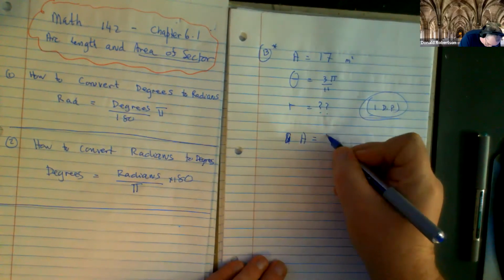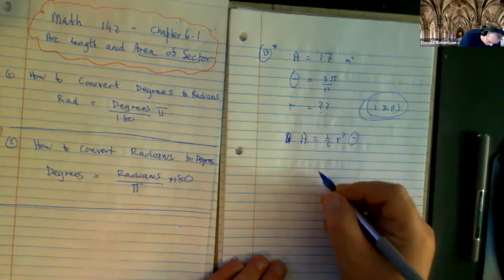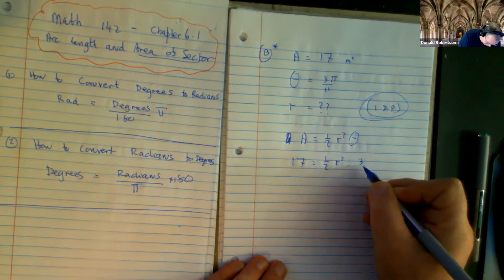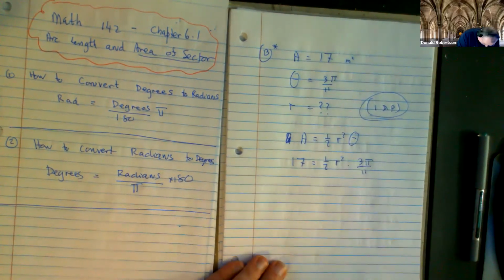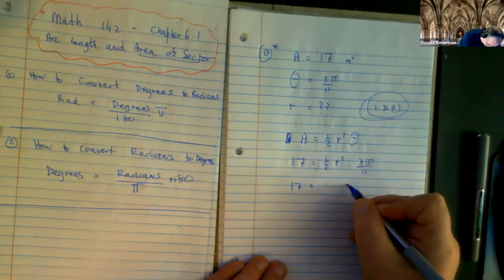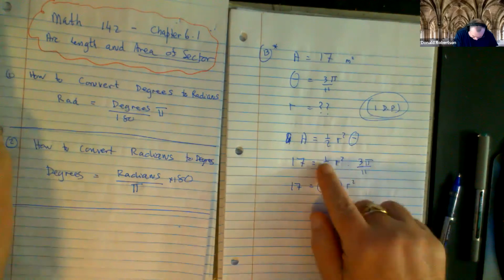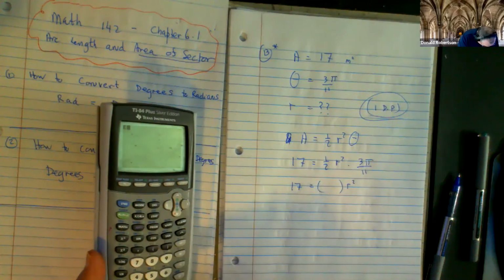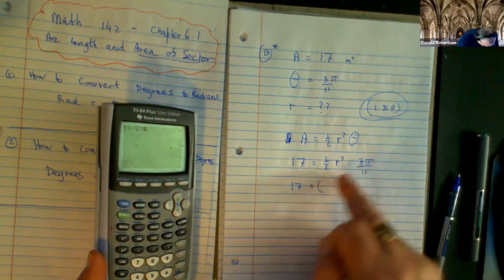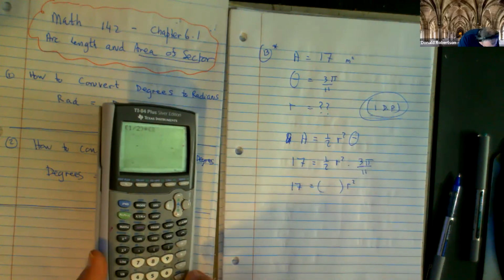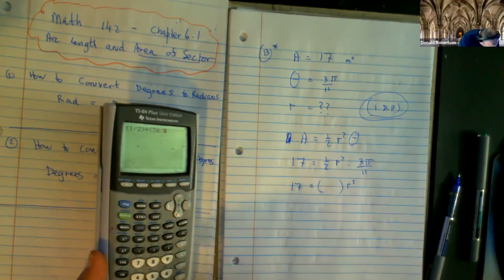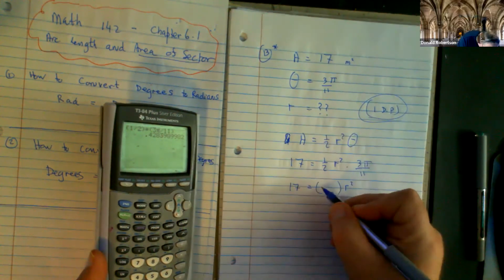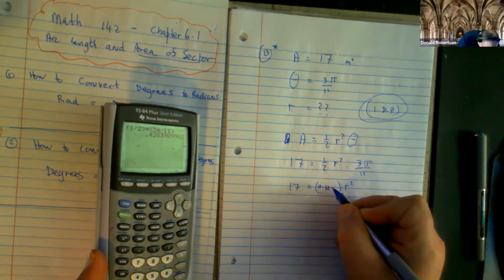A is equal to 1/2 R squared times theta. There. 17 equals 1/2 R squared times that guy. I'm just going to turn this into a decimal. Since they want it to 1 decimal place, that's fine. So what have I got? I've got 1/2, put brackets around it for safety, times 3 pi over 11. So there's 3 pi divided by 11, also in some brackets. And since they want it to 1 decimal place, I'm going to round this off to 3.